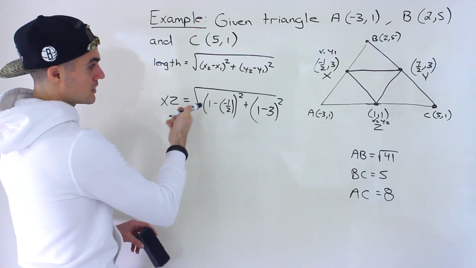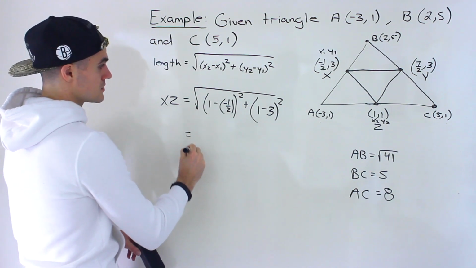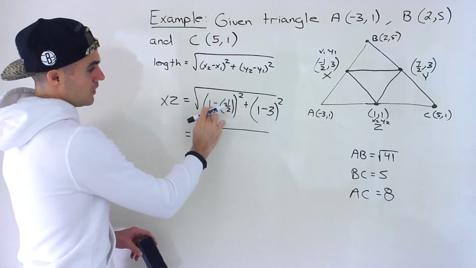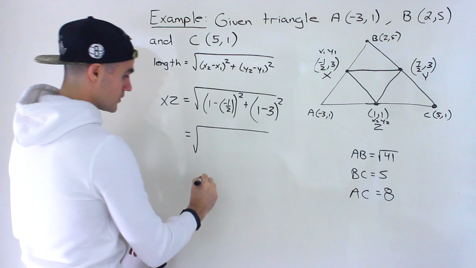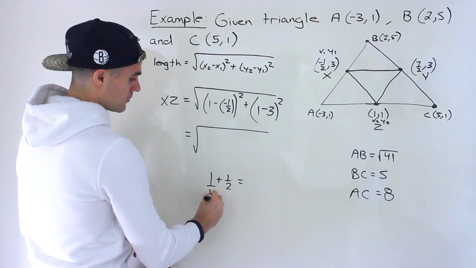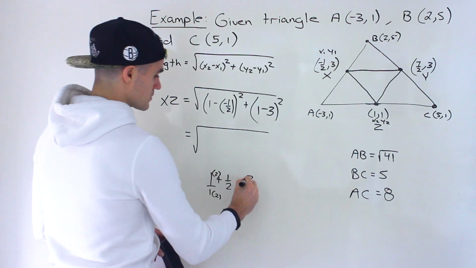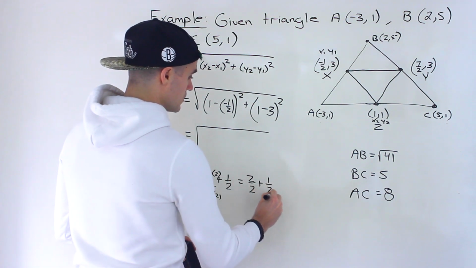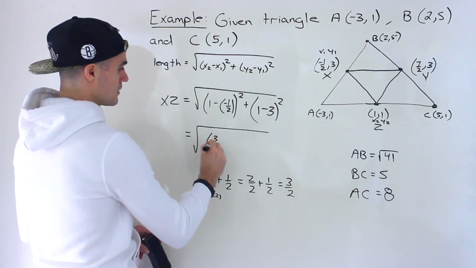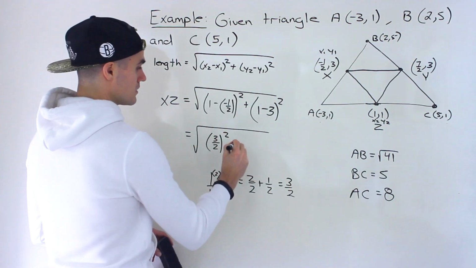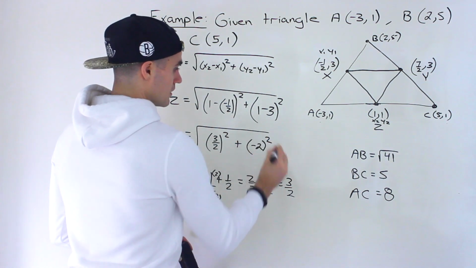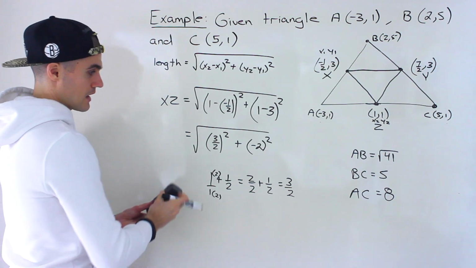Right? x2 minus, okay, so we're all good here. So what would end up happening here, this would end up being 1 minus -1/2, which would end up being 1 plus 1/2. This 1 over here, we can multiply this by 2, so 2 over 2 plus 1 over 2, which would end up being 3 over 2. So this would end up being 3 over 2, that's going to be squared, plus -2, and then that's going to be squared, like that.